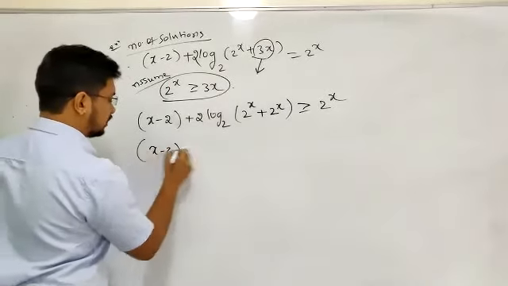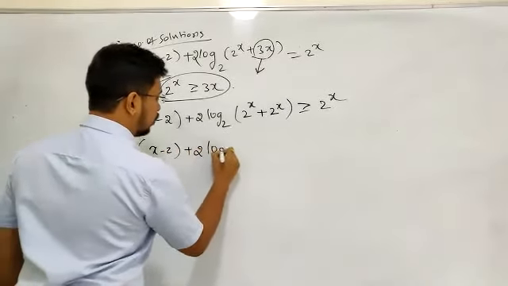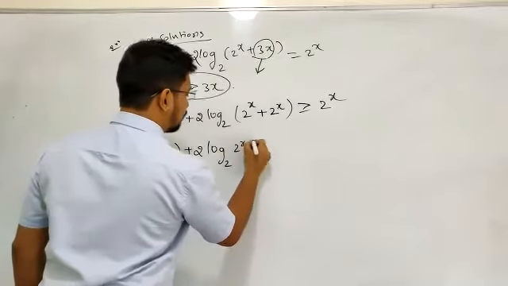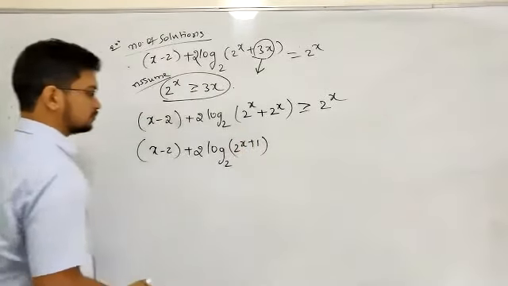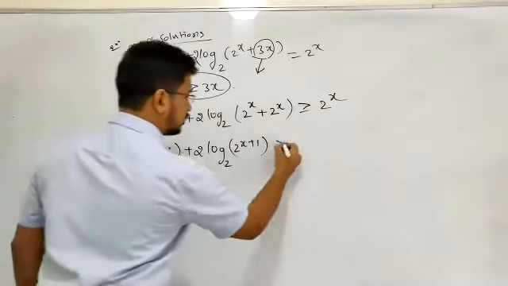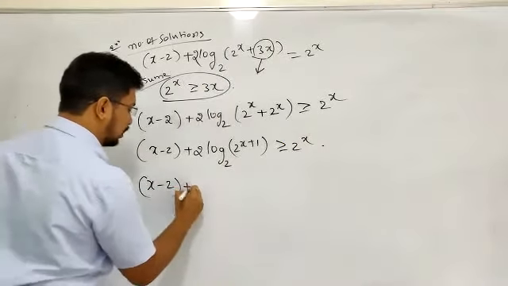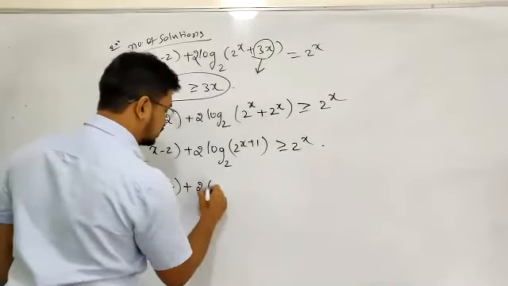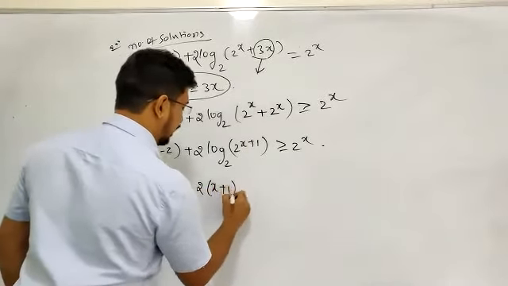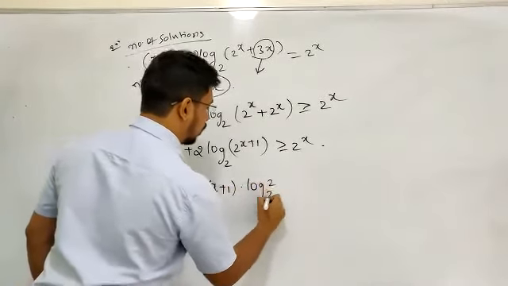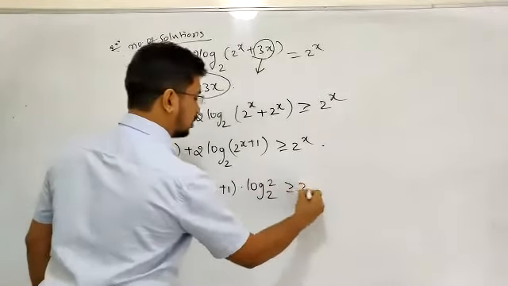So I'll be getting something like this: 2 log 2 to the base x, so this is 2 power of x plus 1, which is greater than or equal to 2 power x. So you'll be getting x minus 2 plus 2 times x plus 1 into log 2 to the base 2, log of a power here, which is greater than or equal to 2 power x.